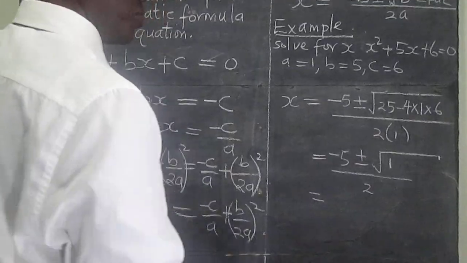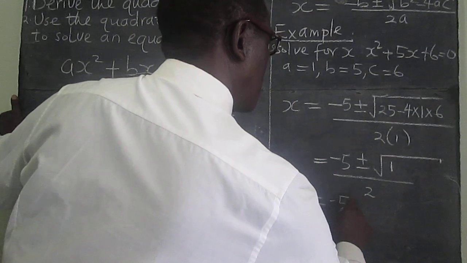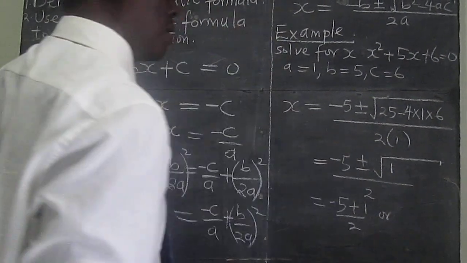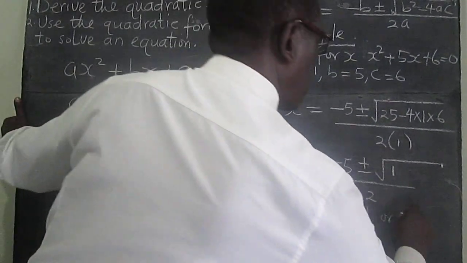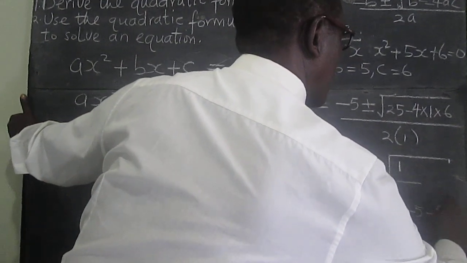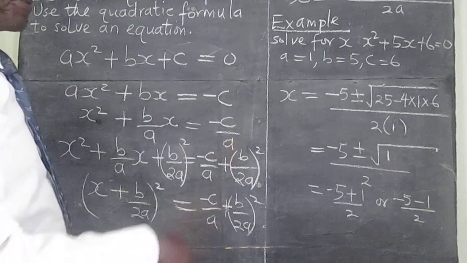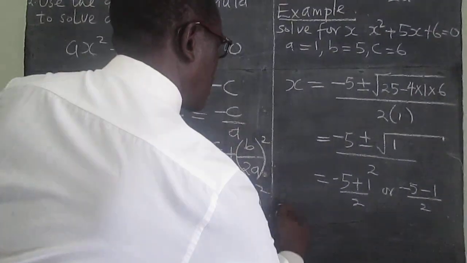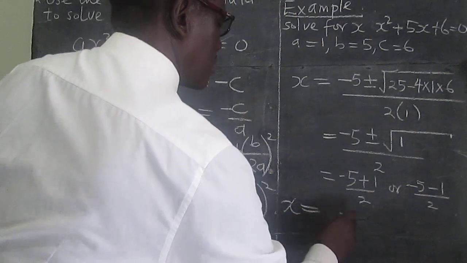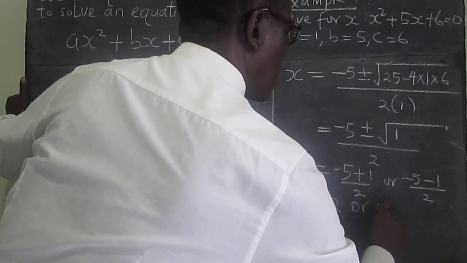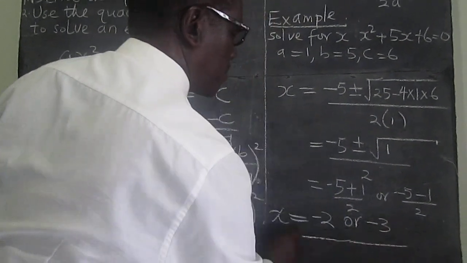Therefore, it's minus 5 plus 1 over 2, or minus 5 minus 1 over 2. And when we simplify this, we get that x is equal to minus 2 or minus 3.